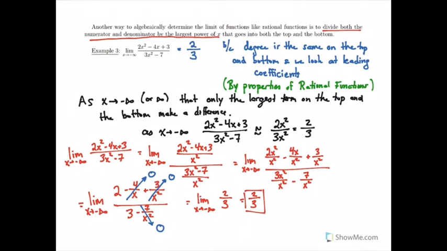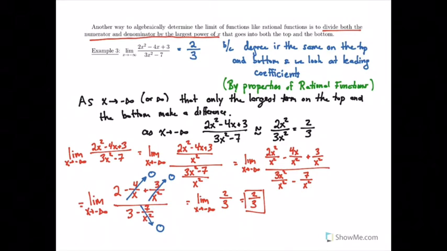You could also say that, just kind of explaining the rule a little bit more, that as x gets really, really big, you only need to think about the dominating term in the top and the bottom, the largest term. And you could say that 2x squared minus 4x plus 3 over 3x squared minus 7 is about the same as 2x squared over 3x squared. Cancel out the x squareds, and that's just 2/3.